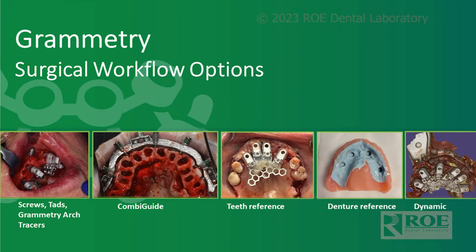So let's go through Grammetry since we want to really explain the workflows now that we kind of know what Grammetry is. We want to go through some of the workflows, and there's some creative things you can do with the system, right? But for the most part, these are the modalities, and that is using a TAD or a screw, or using a combi guide, or using teeth or a denture as a reference, or robotics. So you'll understand all of this more as we go through each of these scenarios.